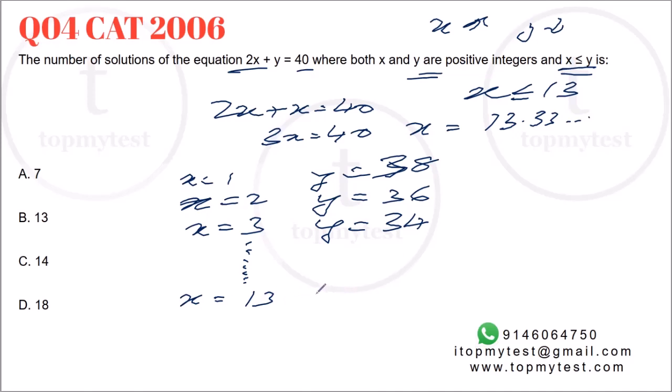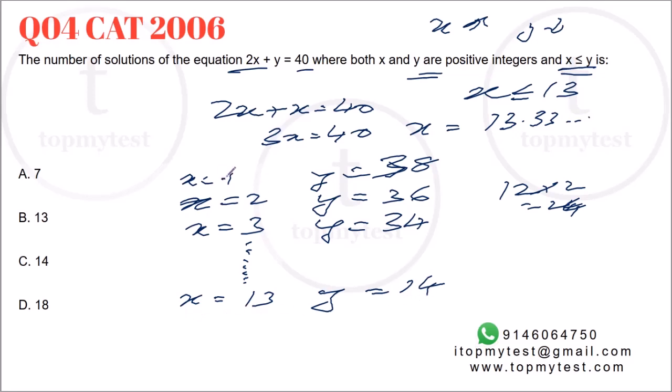If I put x is equal to 13, x goes from 1 to 13, 12 increases. So from 38, you'll have 12 decreases. 12 into 2 will be 24. It will drop by 24. 38 minus 24 will be 14. You can verify this. 2 into 13 is 26. 26 plus 14 is 40. This is the last value for x and y.